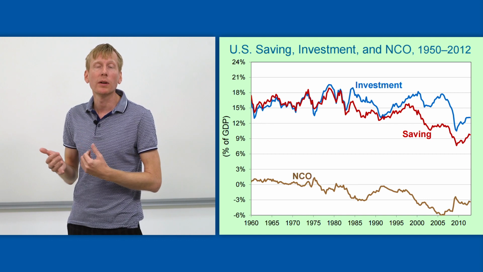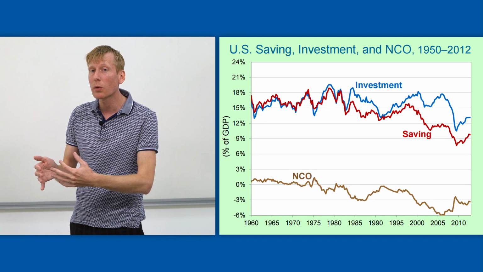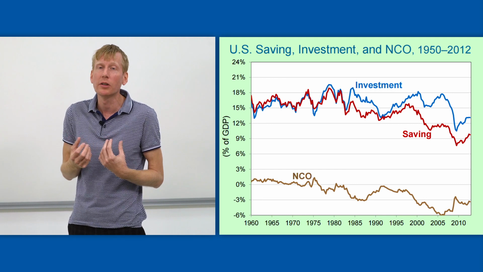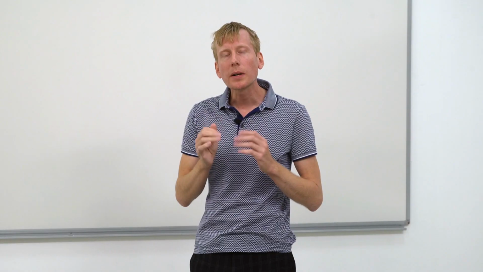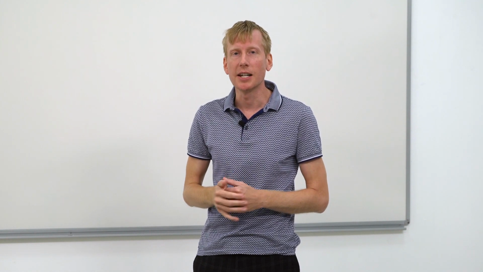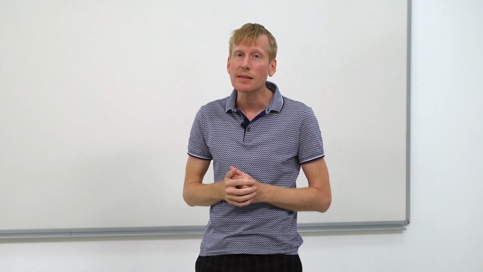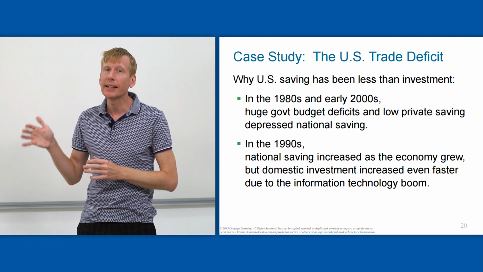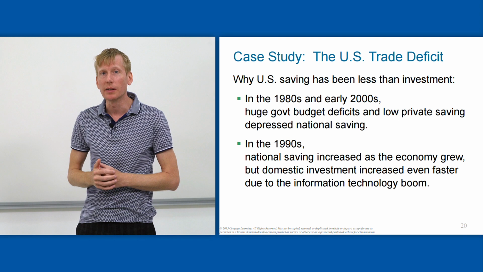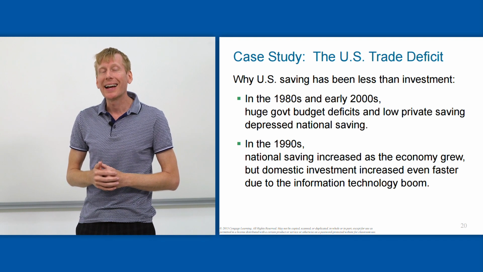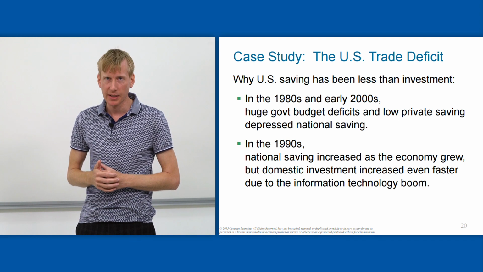Is it because people in the United States don't export enough or don't want foreign goods too much? Not necessarily. So much of the reason for this in the United States, particularly in the 1980s, in the early 2000s, and again in the most recent years, which don't show up on that graph, in the Trump years, the US government has a huge budget deficit.